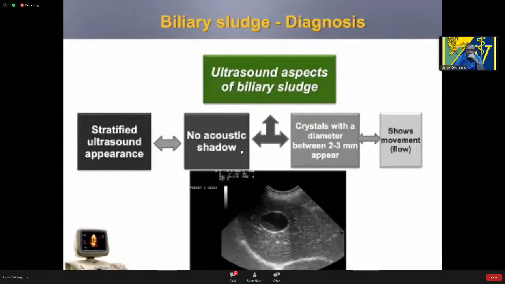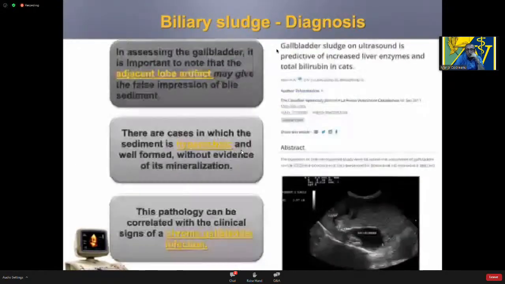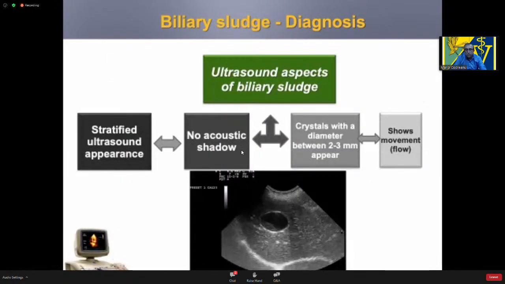Regarding the diagnosis, I told you that we can see no acoustic shadow, no distal shadowing. We can find content in the lumen. We can register different crystals with diameter between 1 up to 2, even 3 millimeters, which can appear in the content of the lumen, and of course show movement and flow. It's very important from this point of view to be understood.